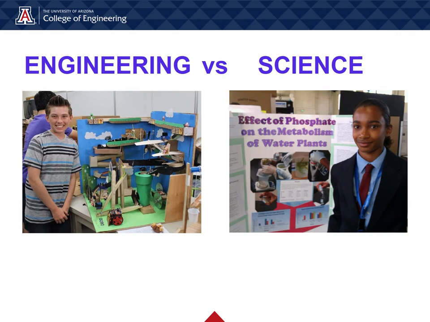The most fundamental difference between science and engineering projects is the purpose. Science projects seek to discover or explain how some phenomenon works. Engineering projects seek to apply knowledge of how some phenomena work to solve a practical problem or take advantage of an opportunity to improve something.